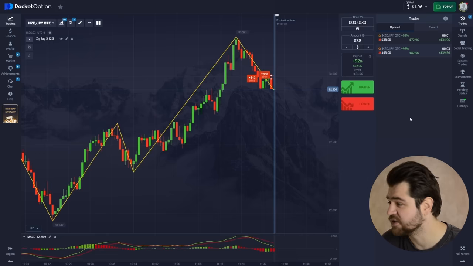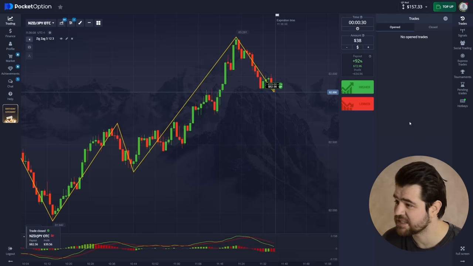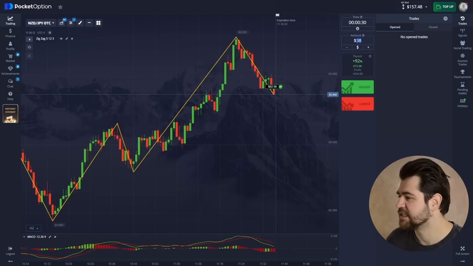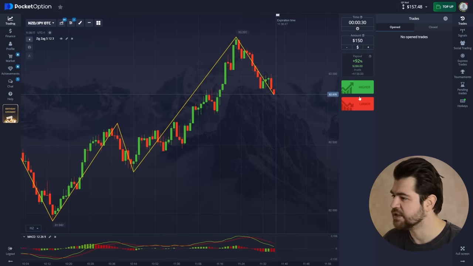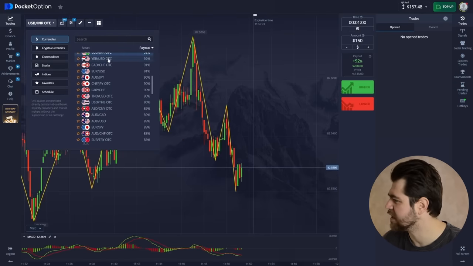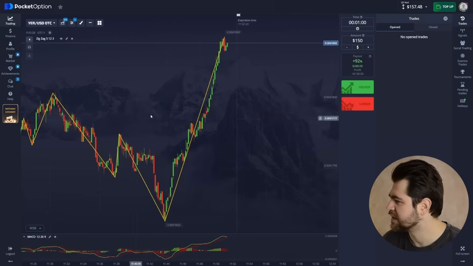There it is. It's grown. We're crossing down the zigzag line as well. And here is the profit, $157. We're gonna place the next amount here, 150, and continue. Okay, let's choose this here maybe.